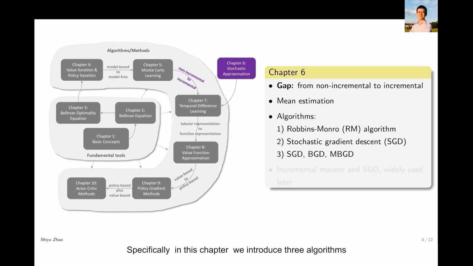Specifically, in this chapter, we introduce three algorithms. The first is the Robbins-Monro algorithm, abbreviated as the RM algorithm. It essentially addresses the problem of solving an equation where a simple function equals 0. g is the function and w is the variable. The question it answers is, at what value of the variable w does the equation g(w) = 0 hold true? Interestingly, the RM algorithm does not require knowledge of the function g(w), its expression, or its gradient to find a solution.